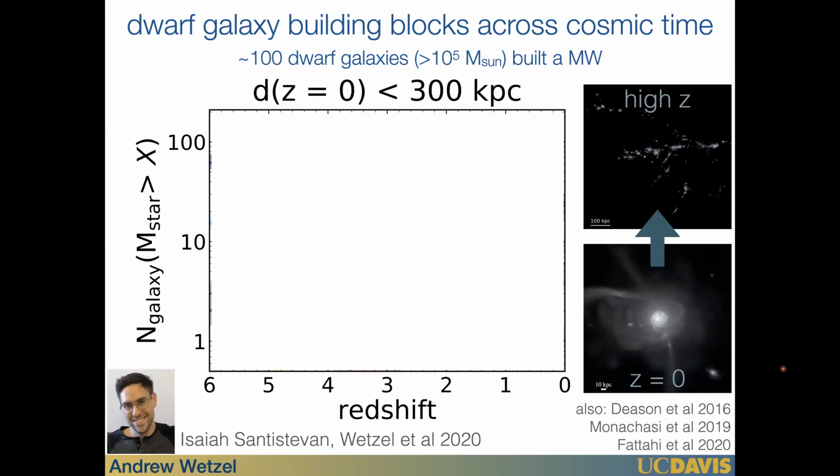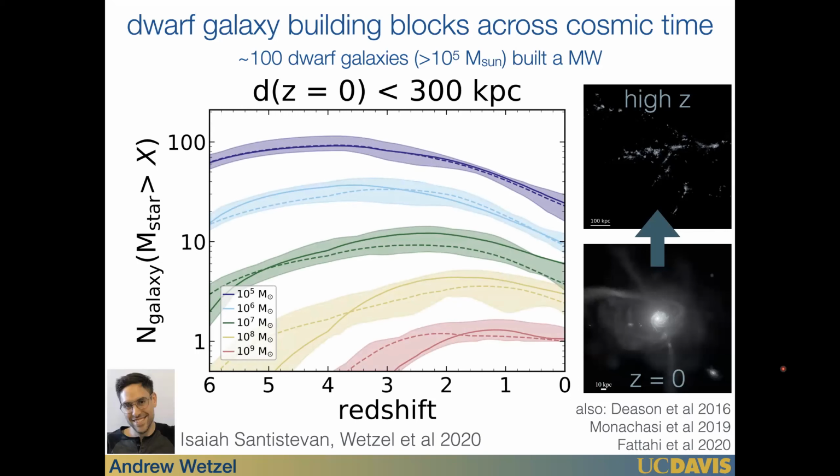All right, so first of all, we can look at what were the building blocks of a Milky Way in these simulations. This plot here shows on the y-axis the number of galaxies that built the entire Milky Way system in these simulations as a function of redshift. So basically, if you added all the dwarf galaxies that ever merged in, some of which survive, most of which don't, what was the number of galaxies as a function of redshift? And so it looks something like this.